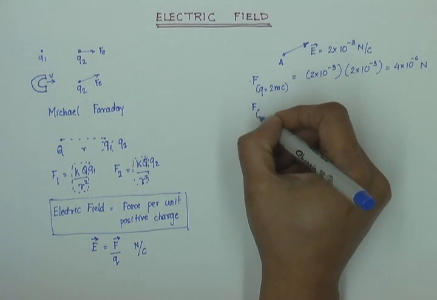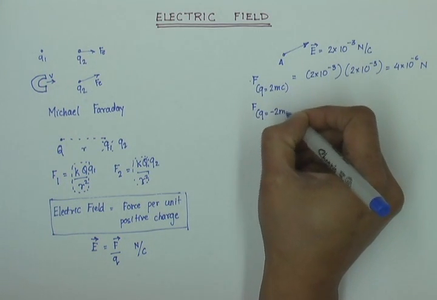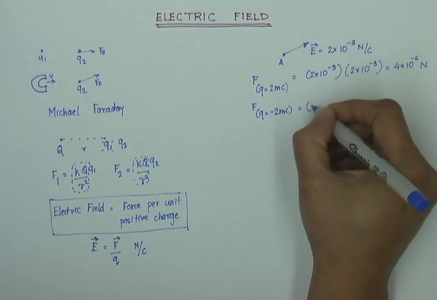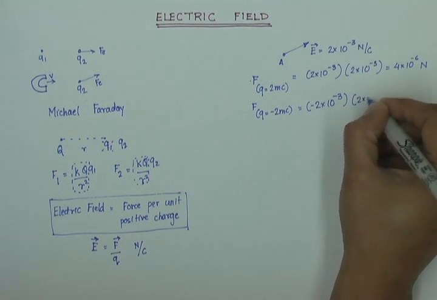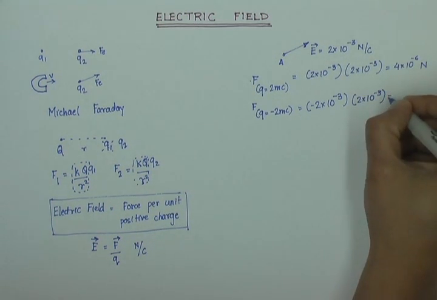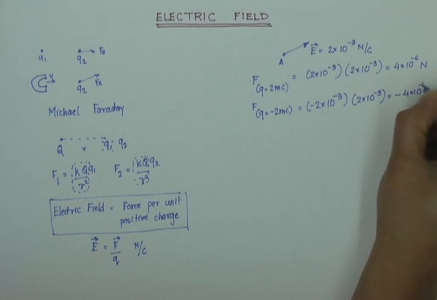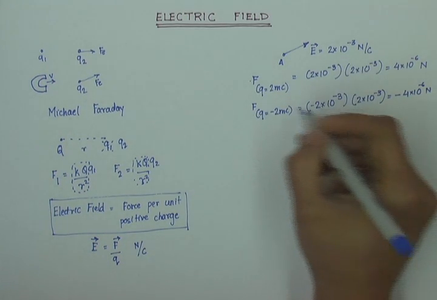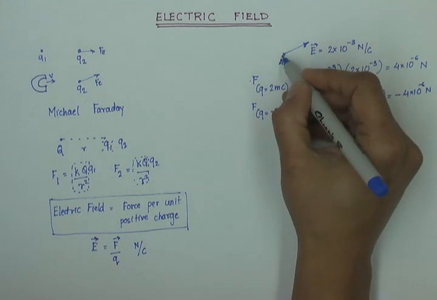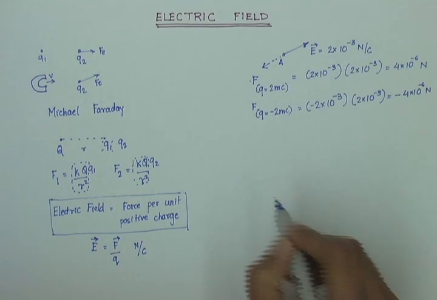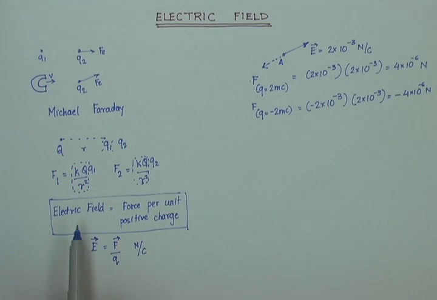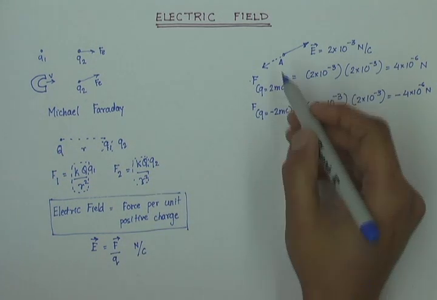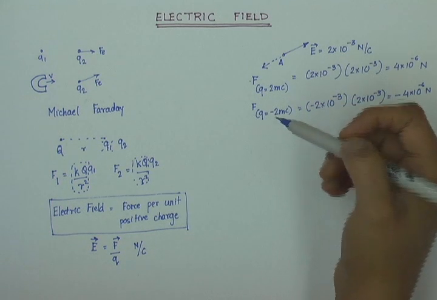Now say if I have Q equal to minus 2 millicoulomb, what happens? If I have minus 2 millicoulombs, I get minus 2 into 10 raised to minus 3, and that is my electric field, and that is minus 4 into 10 raised to minus 6 Newton. So what this tells me is that the force is of the same magnitude, but it acts in the opposite direction when the charge is negative. And that should not be a surprise because it comes from the definition of electric field as the force per unit positive charge. And so the force on a negative charge will be in opposite direction.